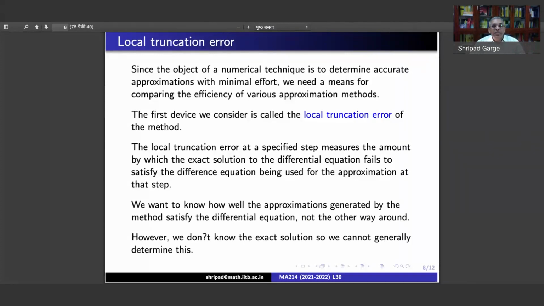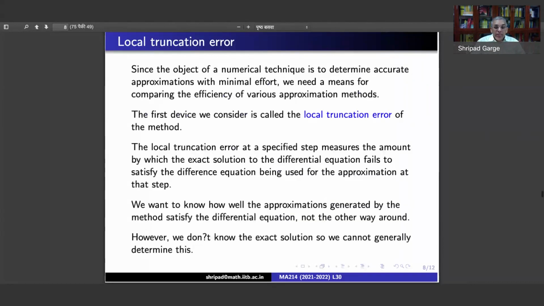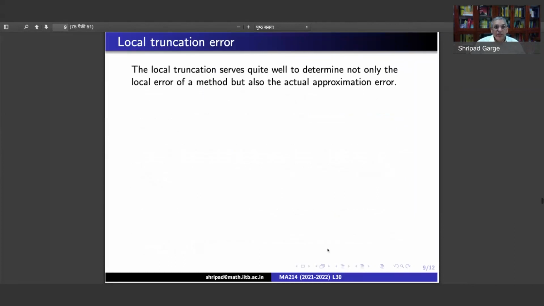Not the other way, meaning that we don't want to see how far the approximate solution is from the actual solution. What we are going to do is compute these various solutions and put them in the other equation. So if you have the exact solution, you put it in the difference equation, or if you have the approximate solution, you put it in the differential equation and see where the difference is. Of course, knowing the exact solution is not possible, so we will have to use the approximate solutions and put them in the differential equation. So that's what we are going to do.